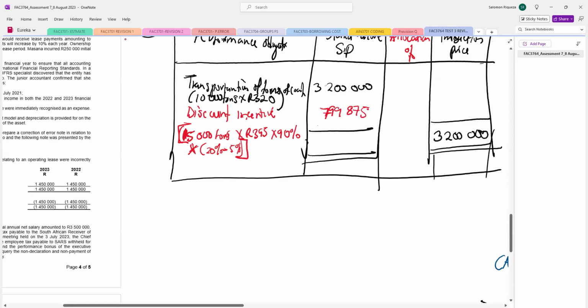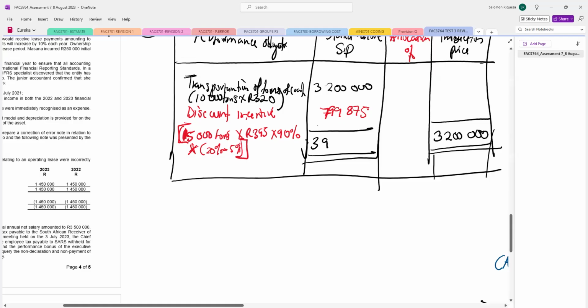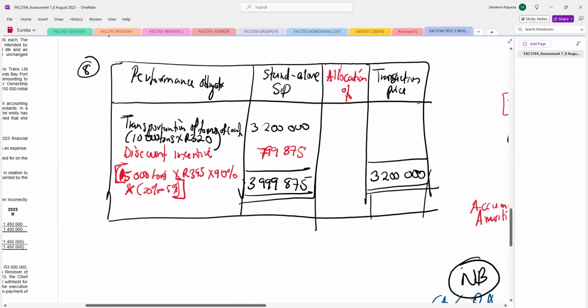Somebody please confirm. It's correct. Right, then we get the total standalone selling price, which I'm going to add now. 3.2 plus 799,875. This becomes 3,999,875. Right, so I would then use this to do the allocation, to get the allocation percentage.